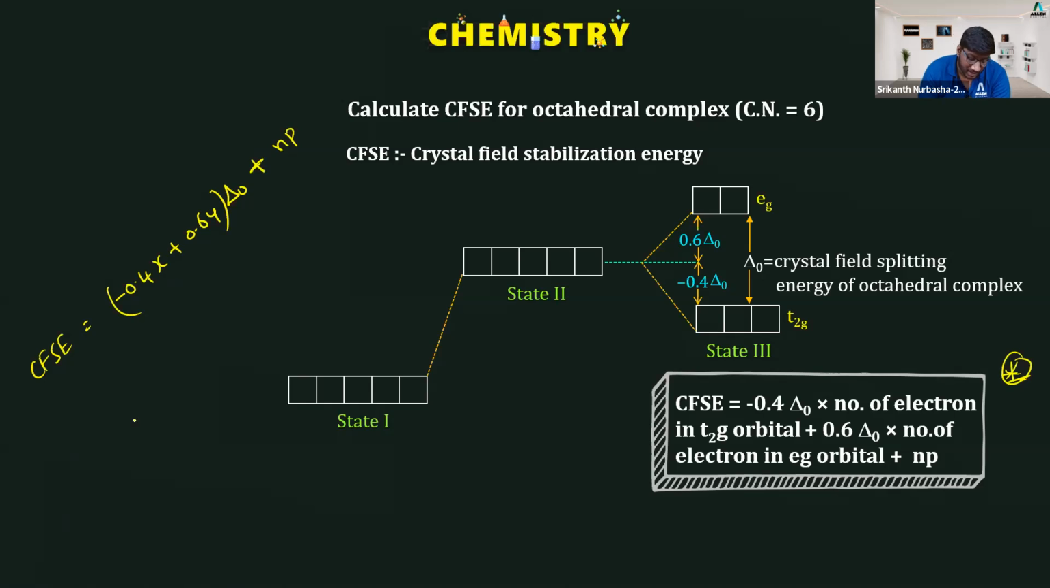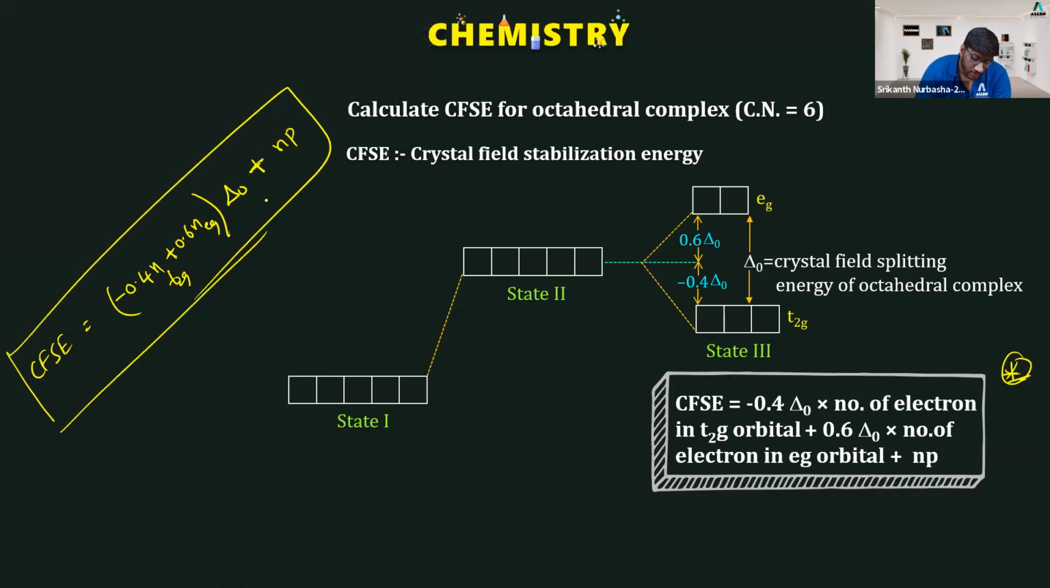This is easy to remember. If you want to remove x and y, you can place the number of electrons in t2g and the number of electrons in eg. CFSE is equal to minus 0.4 into number of electrons in t2g plus 0.6 into number of electrons in eg, whole delta naught, plus NP. So this is nothing but your crystal field stabilization energy. N stands for the total number of electron pairs, P stands for pairing energy, delta naught is the crystal field splitting energy in the case of an octahedral complex. n(t2g) is the number of electrons in t2g, n(eg) the number in eg. Is that clear, students?